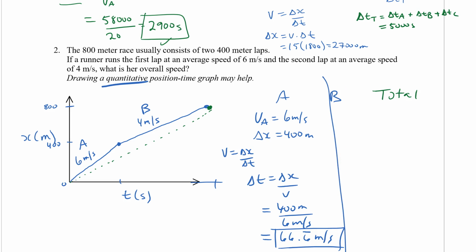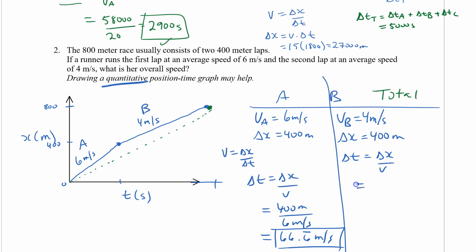So for B, I'll see if I can just separate this a little bit here. I don't have a lot of space here. The velocity for B is 4 meters per second. Now, what is the displacement? What's the change in position? It's not 800 because the change in position would be from 400 to 800, so only 400 meters again. So now the time to do this one is going to be equal to delta x divided by v, which is going to be 400 meters divided by 4 meters per second. I think we can do that one in our head. That would be 100 seconds.